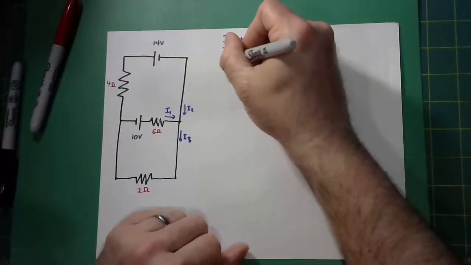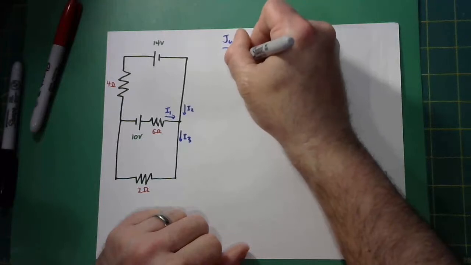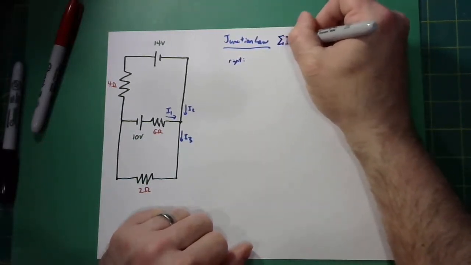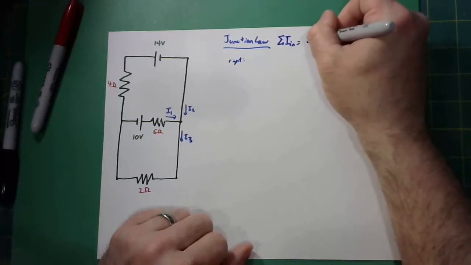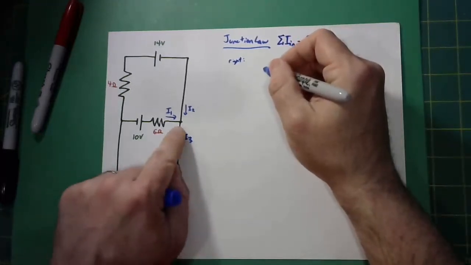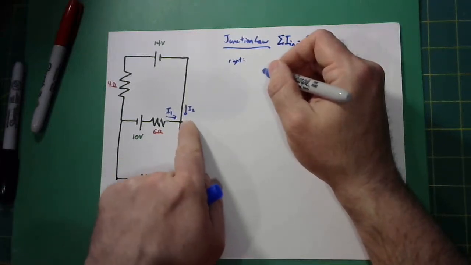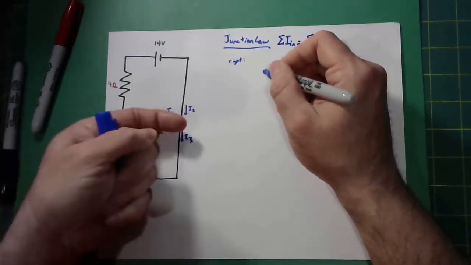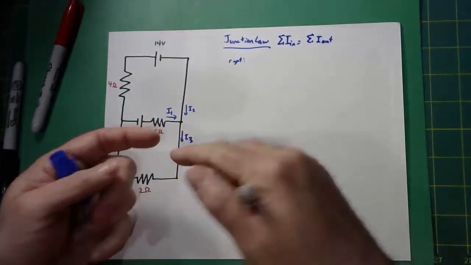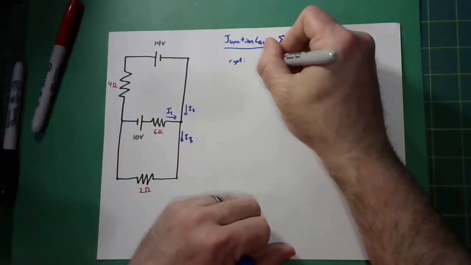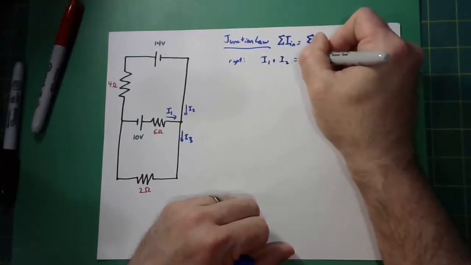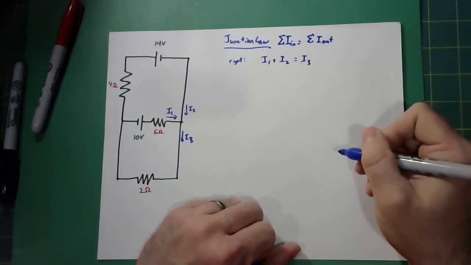For the right junction, what would I get? Again, we're going to do the sum of all the currents going into the junction equals the sum of all the currents going out of the junction. So what's going in towards this junction? Into is like towards it. Well, I1 is going towards it, and I2 is going towards it. But I3 is flowing away from it, out of it. So this is going to be I1 plus I2 equals I3 is the equation we would get.